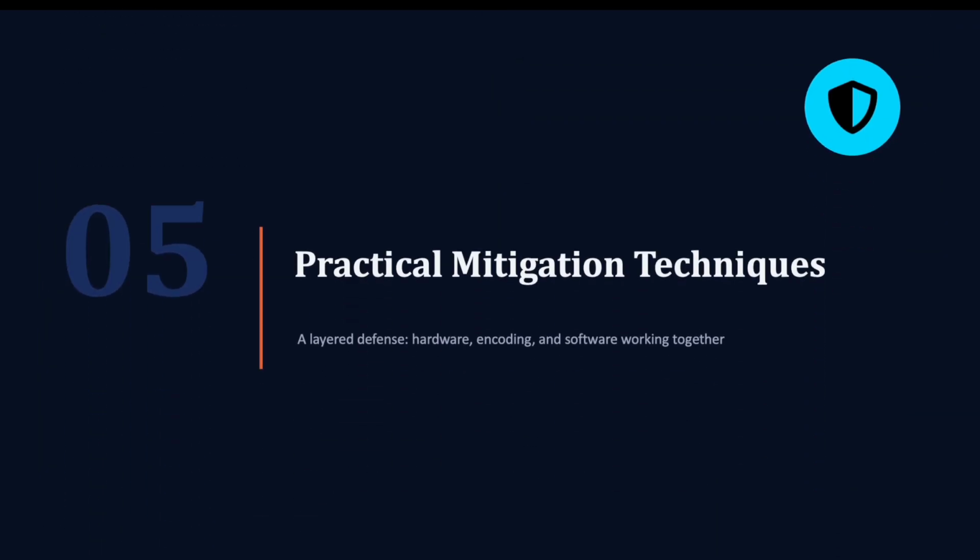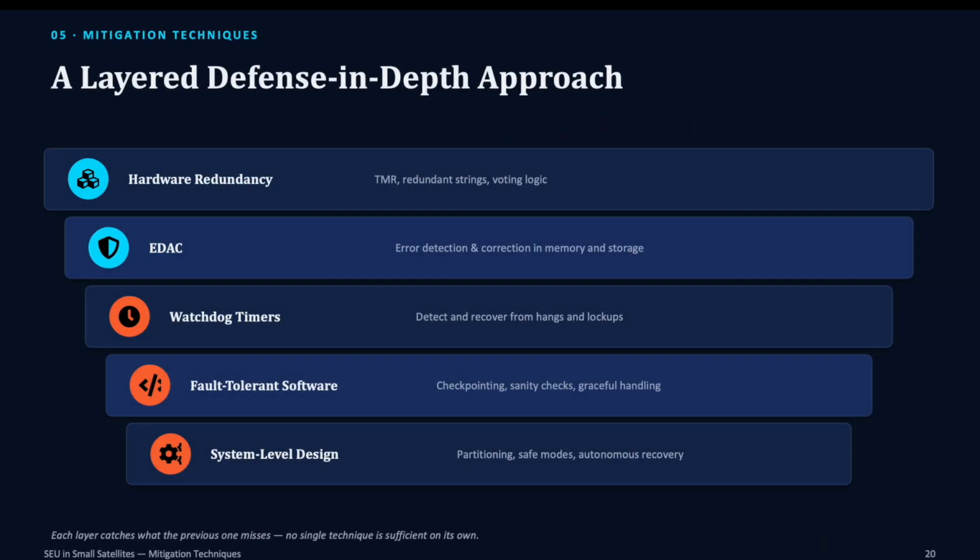So now that we know why upsets happen, we need to look at what we can do about them. And the main thing to come away from this is that no single technique is a complete solution. So the next few slides are going to be explained as a stack rather than an individual technique. Each layer catches what the one above missed. So we start with the hardware redundancy, then the error detection and control, watchdog timers, fault-tolerant software, and then the system-level design.